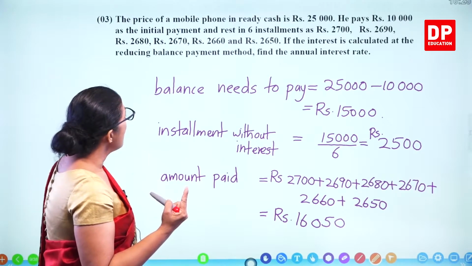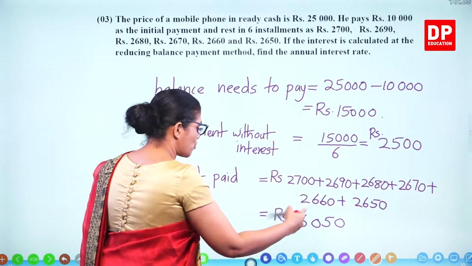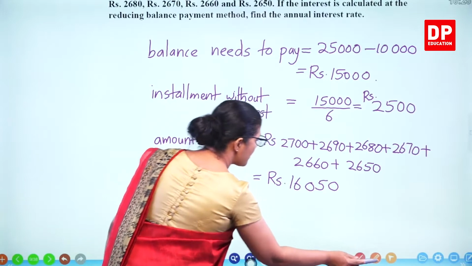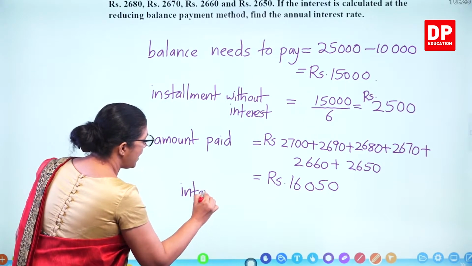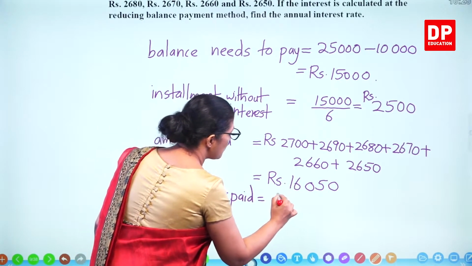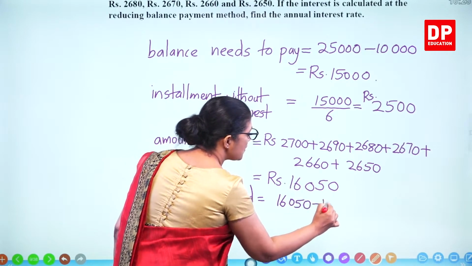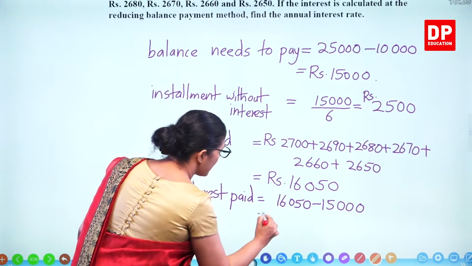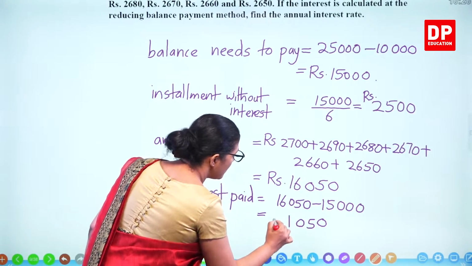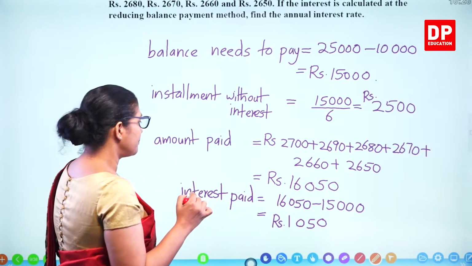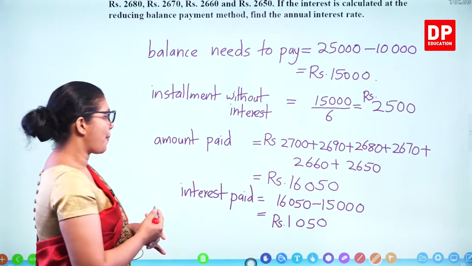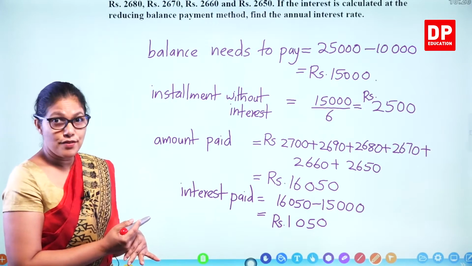So what's the amount he needs to pay? 15,000. So what's the interest paid? Interest paid is the difference. This one, 16,050 minus 15,000. So that's the interest. 1,050 rupees. 1,050 rupees is the interest paid.